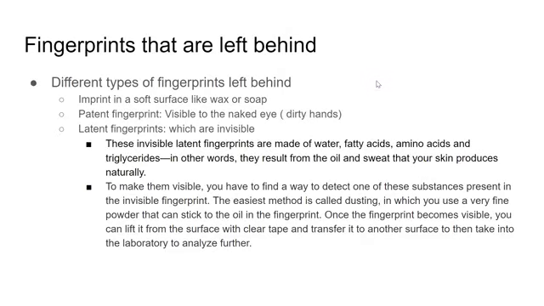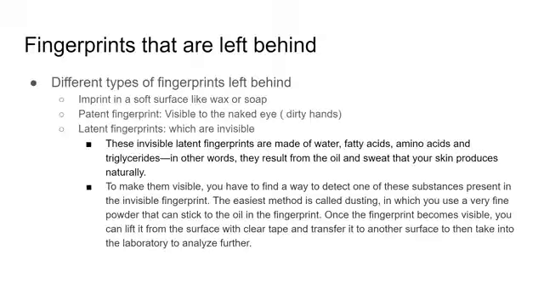Now, things that we want to talk about is how fingerprints are left behind. And I kind of alluded to that when we started, when we were talking about the oils on your hands. So there are different types of fingerprints that can be left behind. One is an imprint. This is a fingerprint that is left in a soft surface like wax, like the ancient Chinese used, or soap. Think of like bar soap, that kind of softer, more malleable surface.